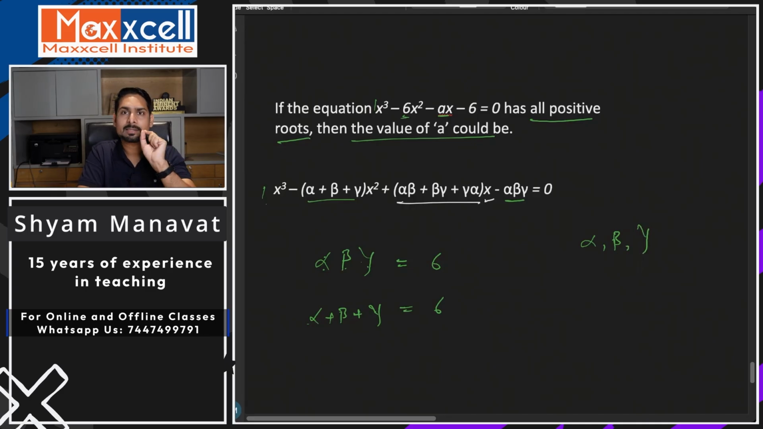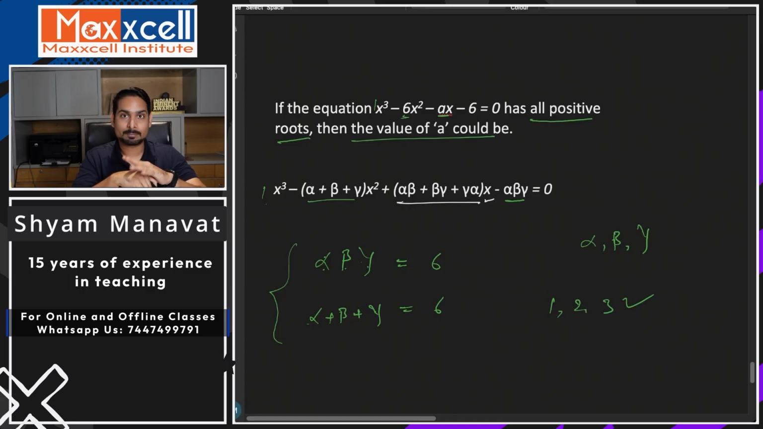Now the only set of numbers which can satisfy this condition is 1, 2 and 3, because 1 plus 2 plus 3 is 6 and 1 into 2 into 3 is also 6. That's the only set of numbers which can satisfy. So if you ask me to solve this equation and get the values of alpha, beta, gamma, I will say sorry, then you are in the wrong exam practice.